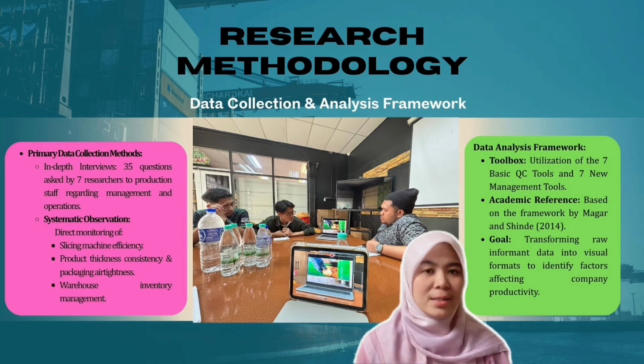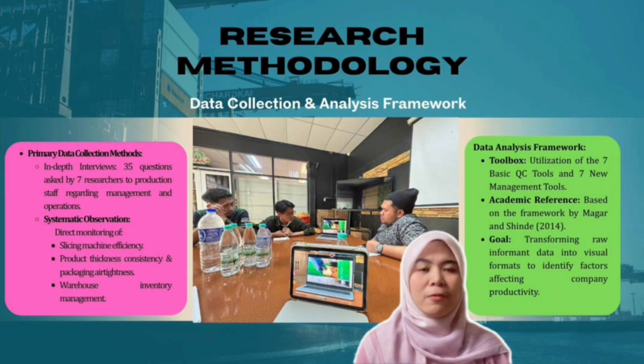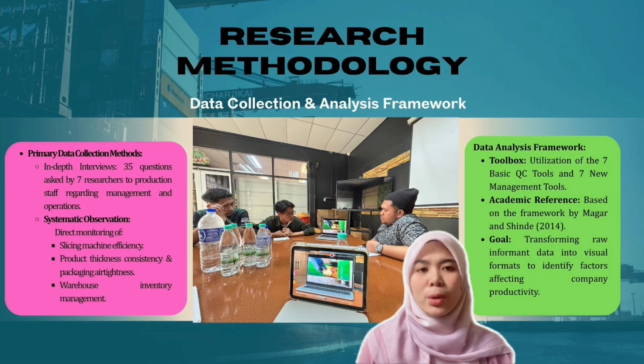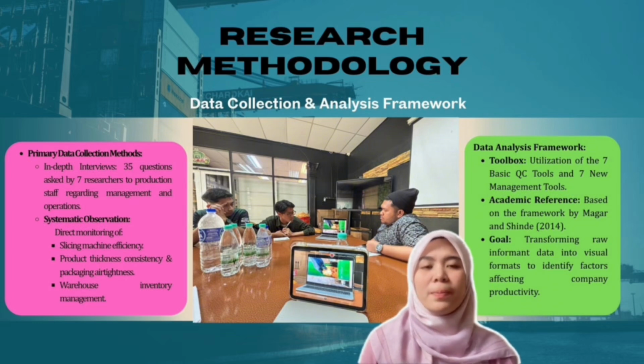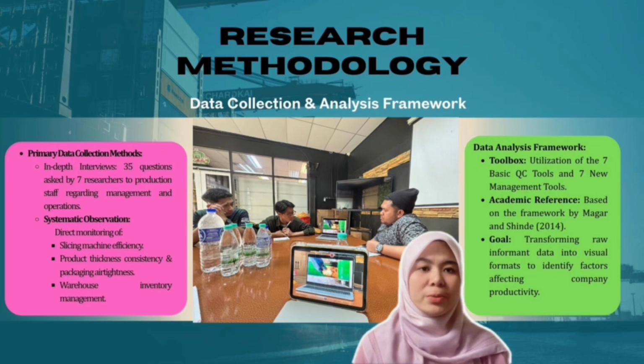For the data analysis, we follow a framework based on the academic reference by Maga and Shinde, 2014. We utilize a toolbox consisting of the 7 basic QC tools and the 7 new management tools.